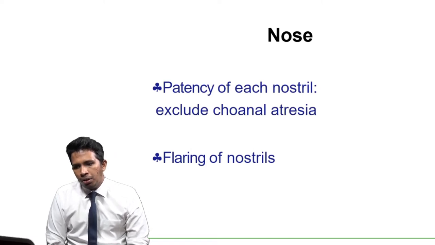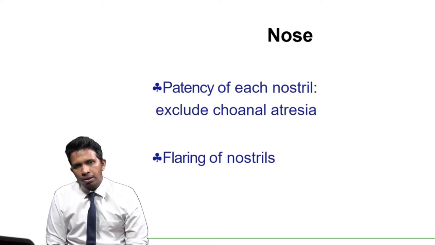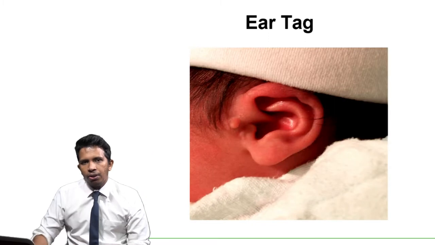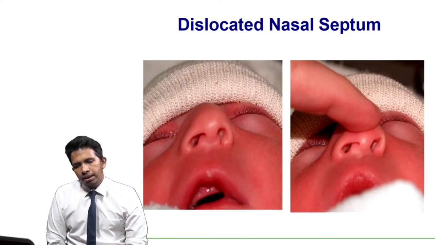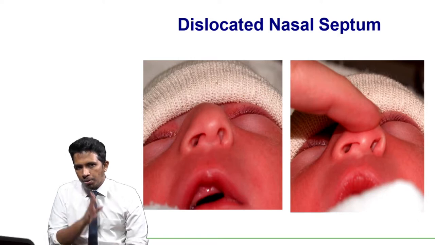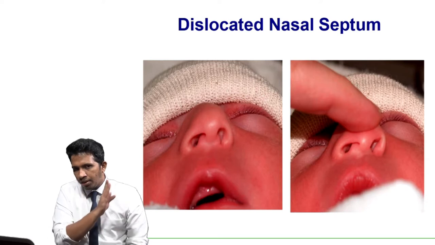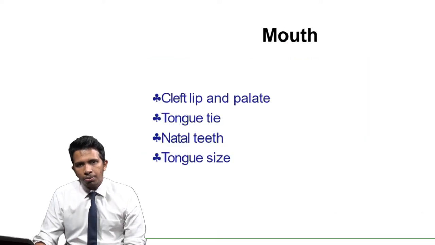Then we have to look at the nose. What are we going to look at in the nose? We'll be mainly looking at the patency of the nostrils in a condition called choanal atresia. Sometimes we look at flaring of the nostrils, which can be seen in respiratory distress syndromes. Sometimes the nasal septum can be dislocated. It is supposed to be in the middle of the nose. It can get dislocated to one side and cause a complete obstruction.